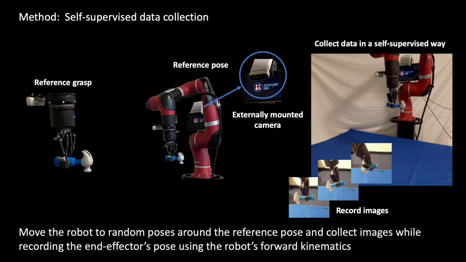Then, the robot begins to move to random poses in front of the external camera while the object is rigidly grasped in the end effector. No human is involved in that process. During that time, the robot records images and the corresponding end effector poses using forward kinematics in a self-supervised manner.